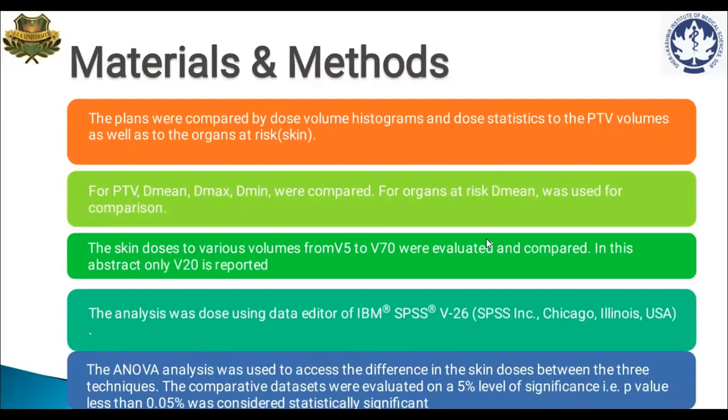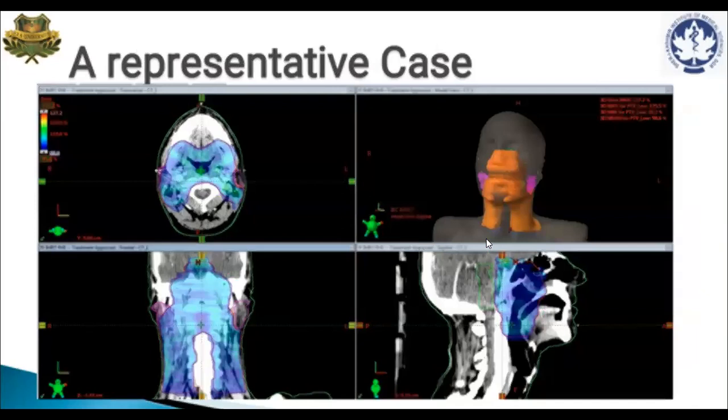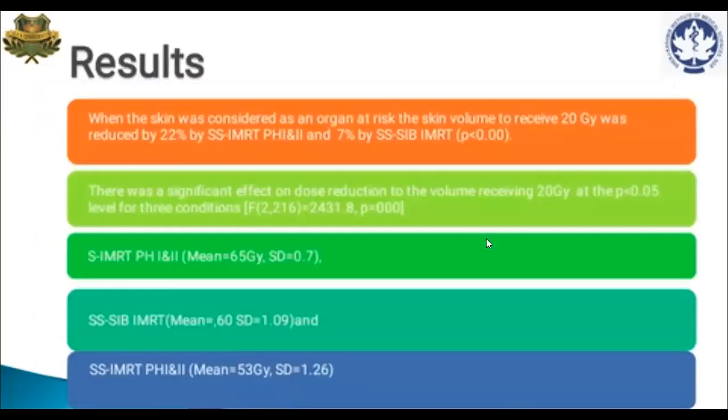One-way ANOVA analysis was used to assess the differences in the skin doses between the 3 techniques. The comparative datasets were evaluated on 5% level of significance, that is, p-value less than 0.05 was considered statistically significant. This is a representative case showing how IMRT plans were planned using Eclipse treatment planning system.